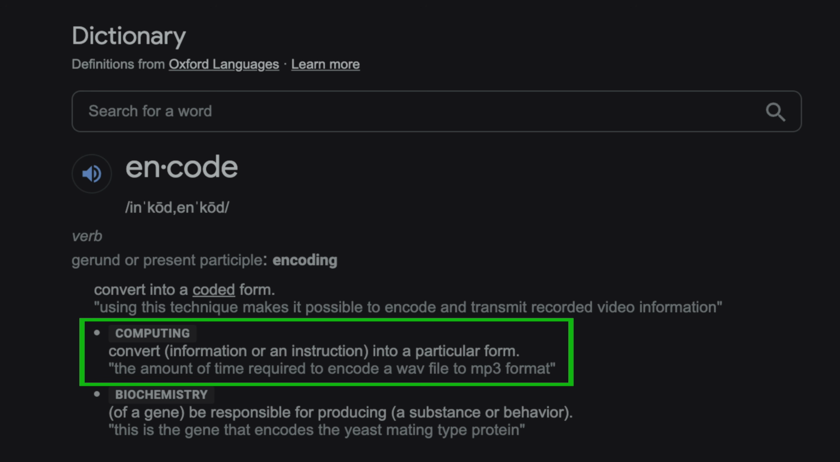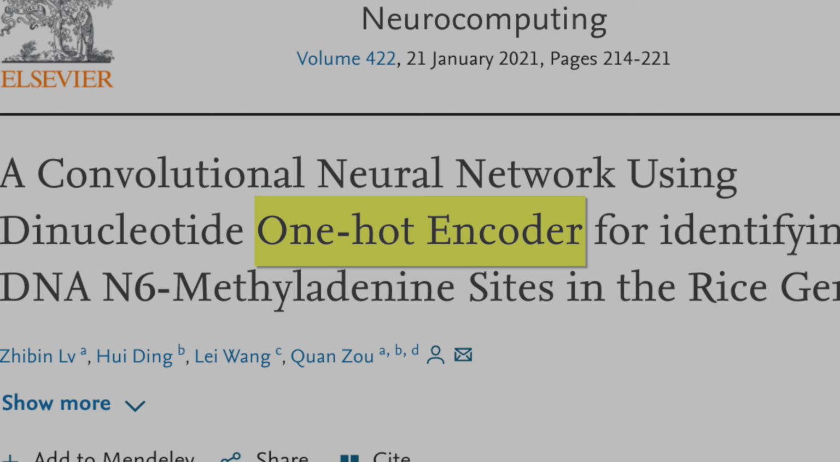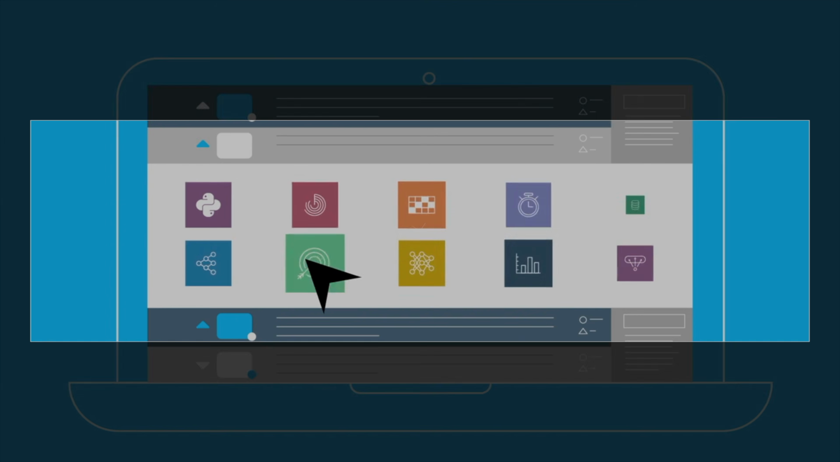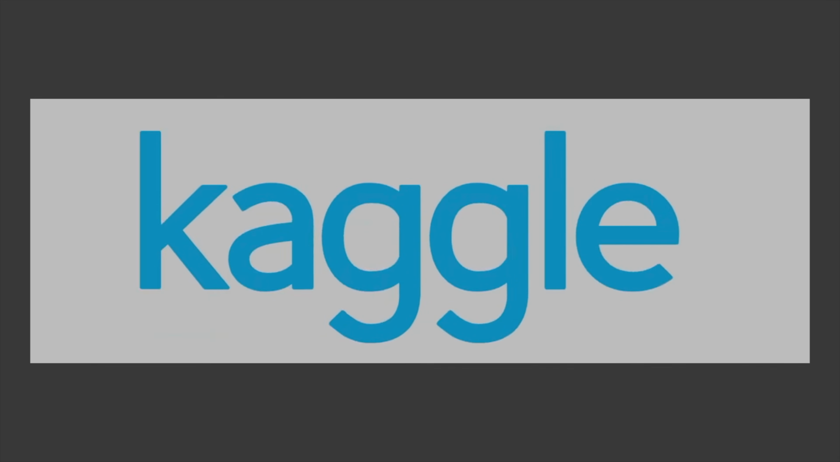So before we can use any of these algorithms, we must encode all text in a way that computers understand. That's the only way to make them work. This process is called encoding, and in machine learning, there are many different ways to do it. But there's one specific encoding technique that I find really interesting, and I only learned about it a couple years ago as part of a machine learning competition. So let me show you the simplest encoding technique you've never heard of.